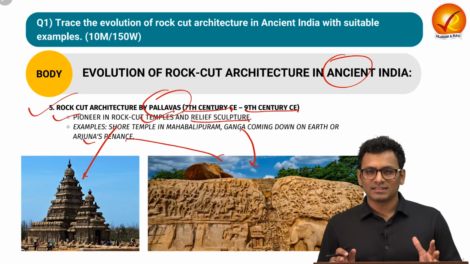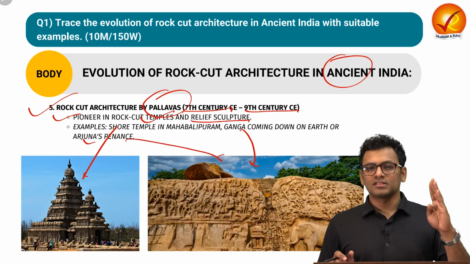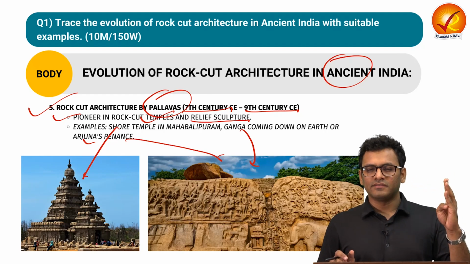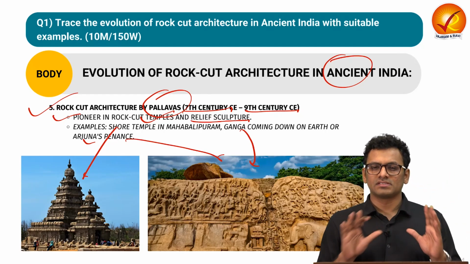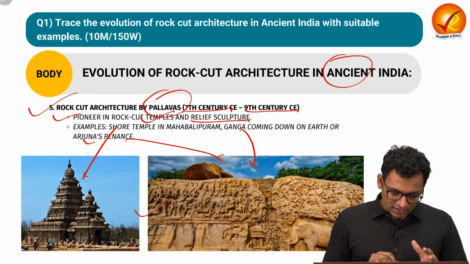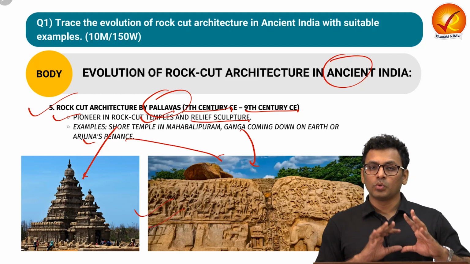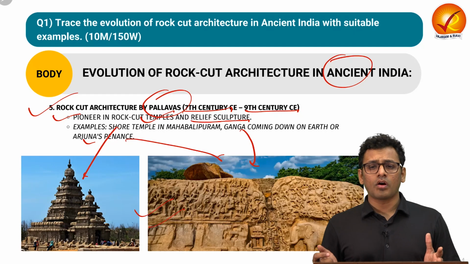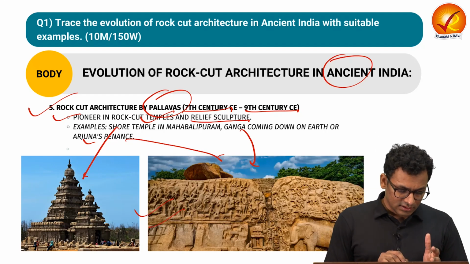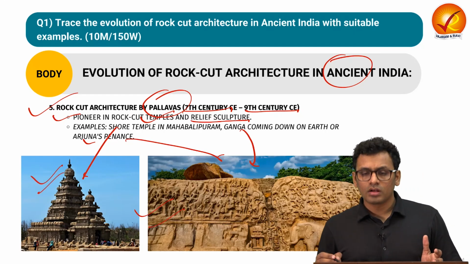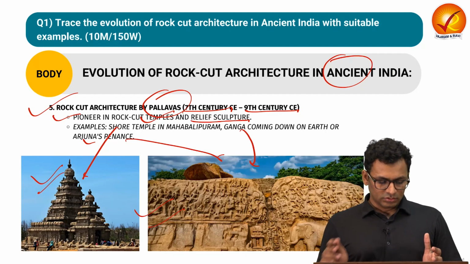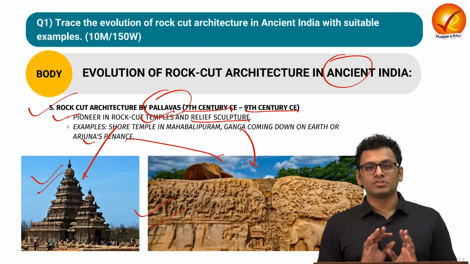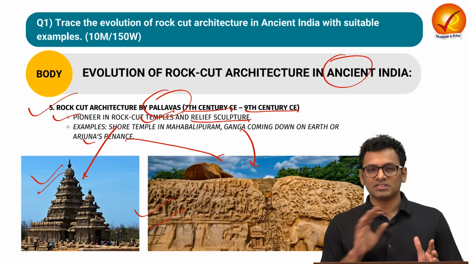Now over here you can understand from basic structures that we witnessed in the early phase where the structure was simple. Now you can see there's lots of design, there's lots of story depiction in the rock cut architectural form. Even the temples that are carved out of the rock have unique design. So this is something you can write in the evolution of rock cut architecture in ancient India.